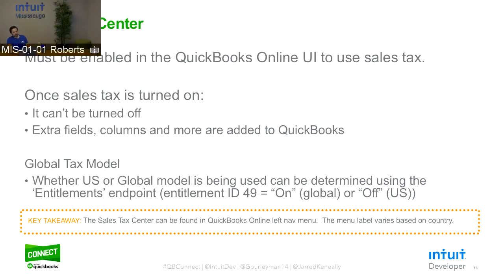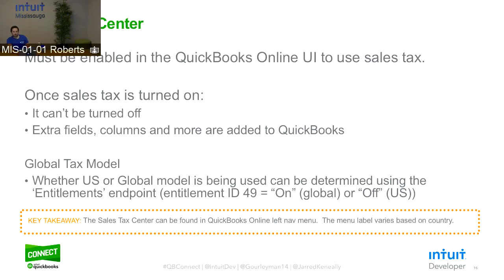It's worth noting that in order for sales tax integration to work properly, the sales tax center must be enabled in the QuickBooks Online company's UI. So this is a company by company setting. Since your app won't be able to guarantee this state, we do have an API call, which I'll show later, that allows you to check the state of the setting so that you can handle both the enabled and disabled cases gracefully. Once sales tax is turned on by a user, it can't be turned off, and it can't be manipulated on or off by any API call. It has to be done by the user.